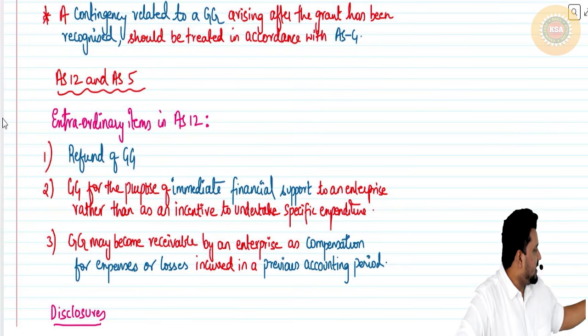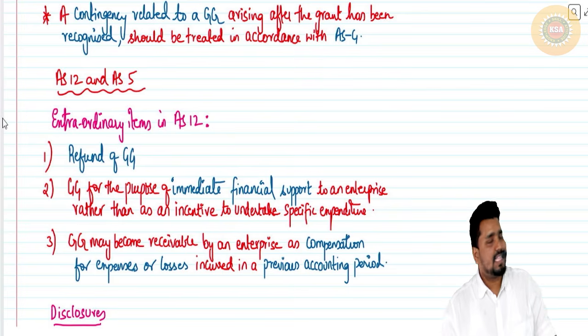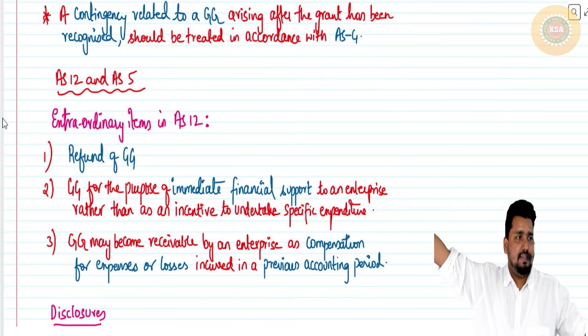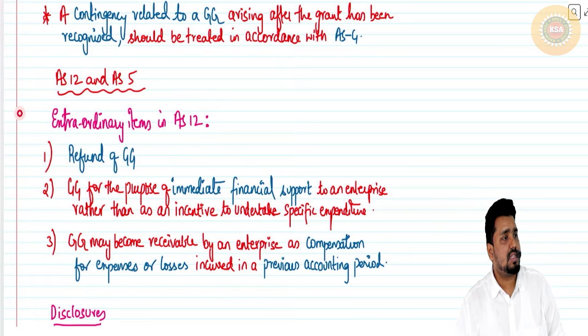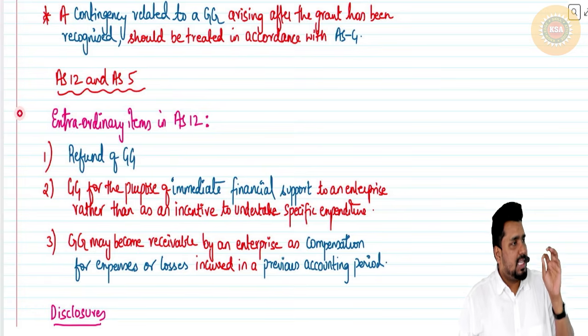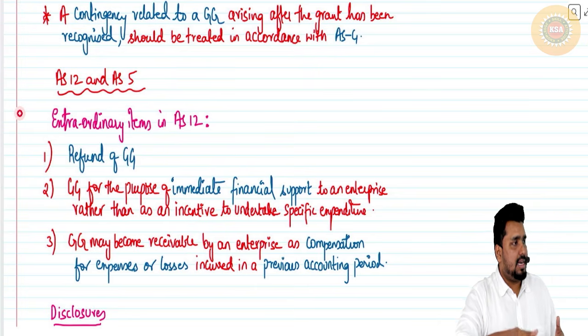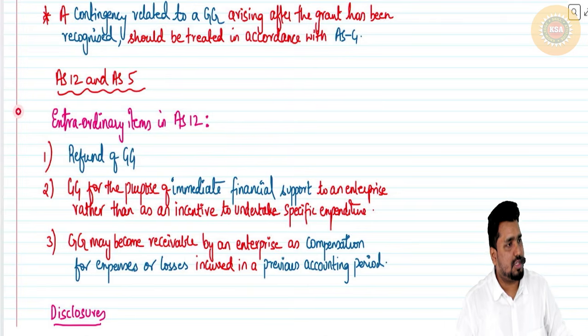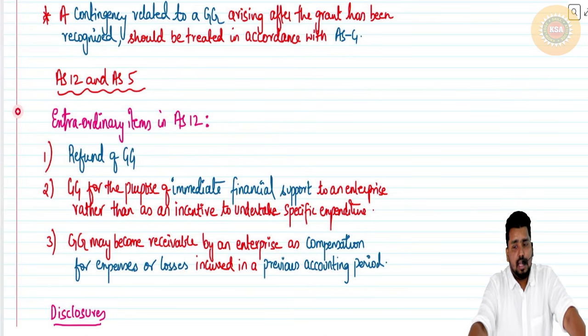And the third one, what they are telling: for expenses and losses which I incurred in the previous accounting year, if I am receiving a government grant in the current year, then it should be disclosed as an extraordinary item. That government grant which you receive in the current year for the previous year's expenses or losses should be treated as an extraordinary item. Clear?